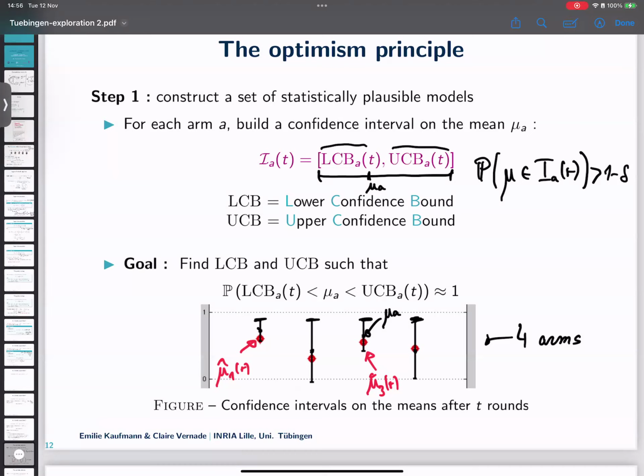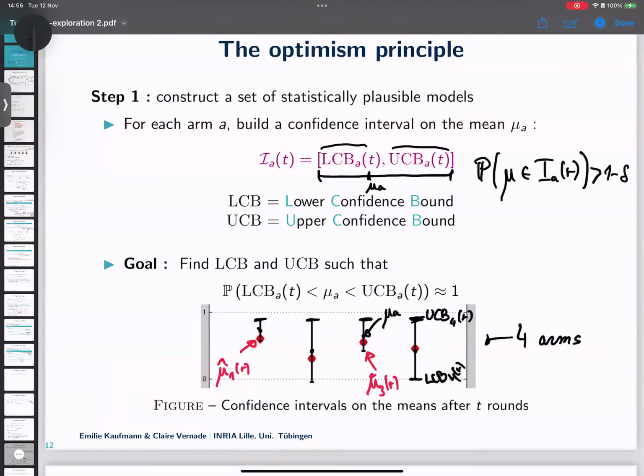Bound 0 and 1 or the like, small side lines? Yes, so the bounds are this thing. This is the LCB of arm 4 at time t, and this is the UCB of arm 4 at time t. So the intervals are like this.